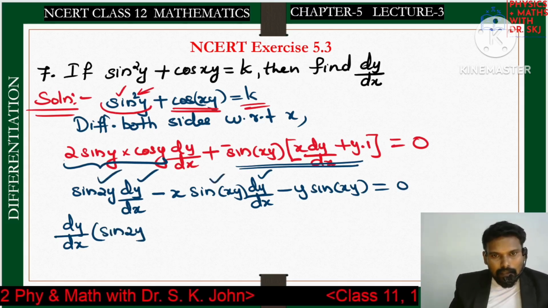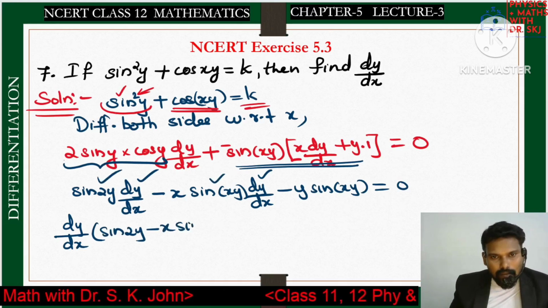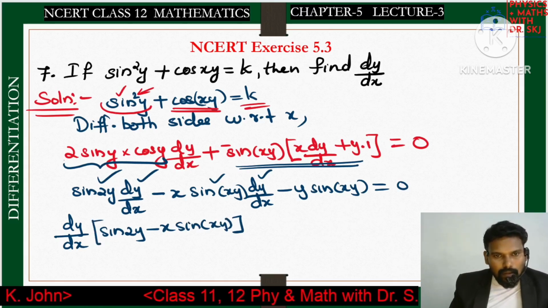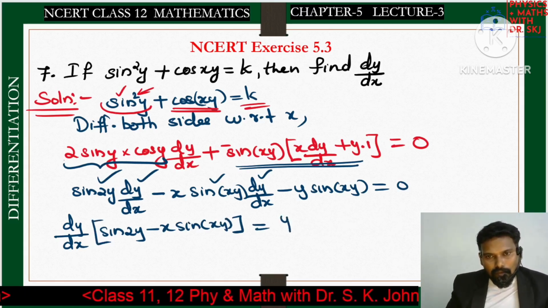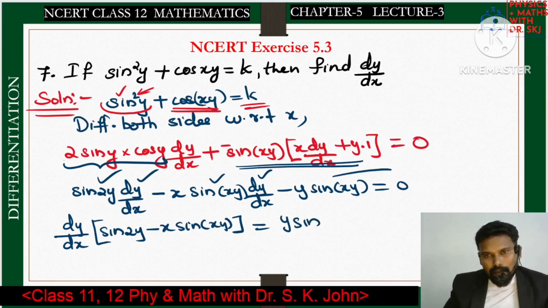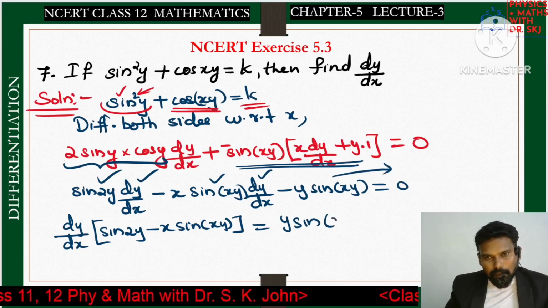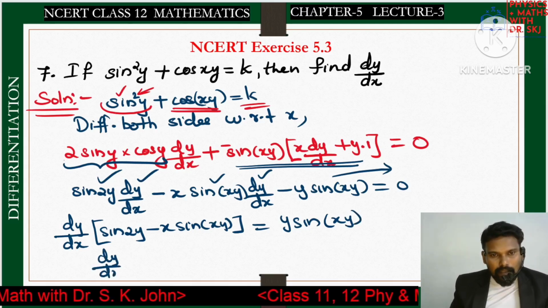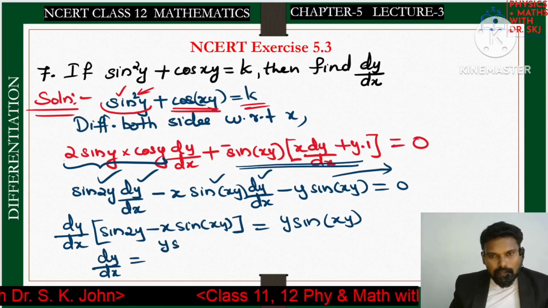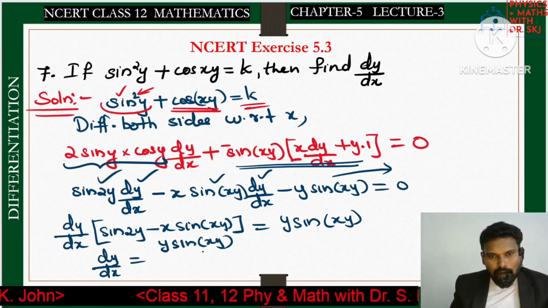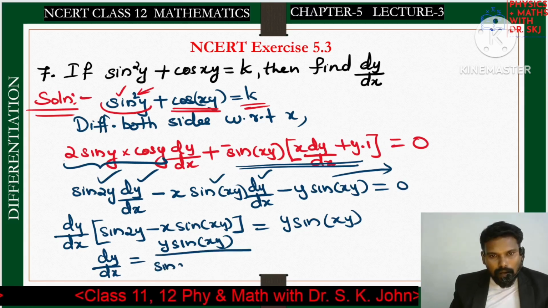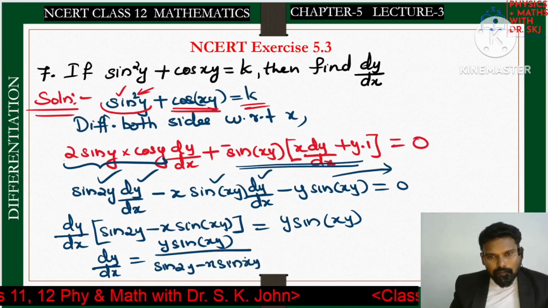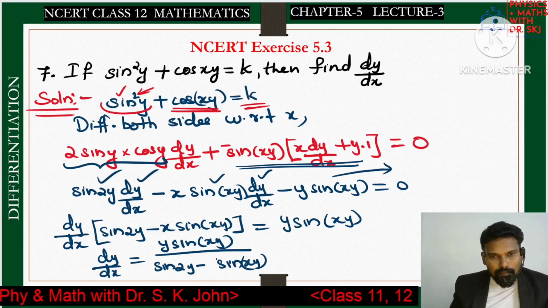into sine 2y in this term, and here it is minus x sine xy. So this is equal to y sine xy. This is taken to the right hand side, so it becomes positive. So final answer is dy by dx is equal to y sine xy divided by sine 2y minus x sine xy. So this is the final answer.